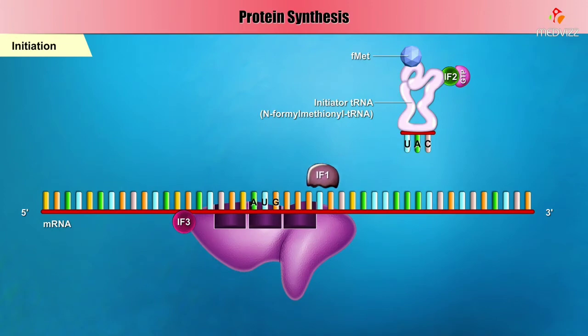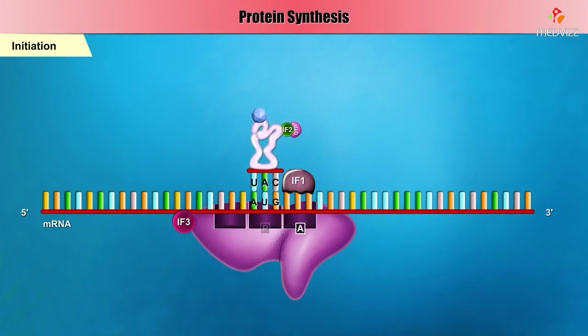IF1 binds to the small subunit at a location called the A site, where incoming tRNAs normally bind. The first tRNA, called N-formylmethionine tRNA, thus enters another site called the P site. Note that the initiator tRNA has been escorted to the P site by IF2, which is bound to GTP, a high-energy molecule similar to ATP. The anticodon of the tRNA is complementary to the AUG start codon.